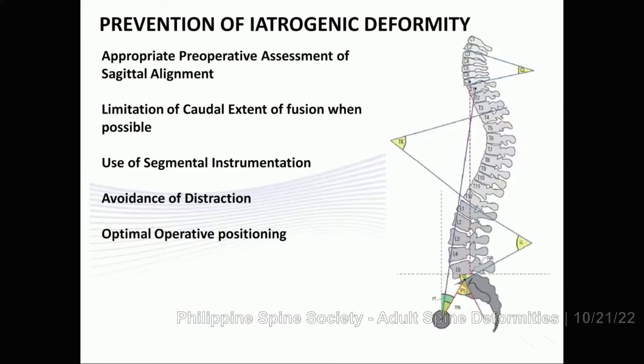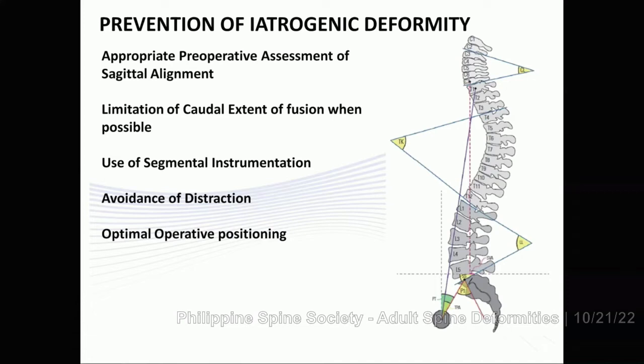Therefore, prevention of iatrogenic spinal deformity starts in the preoperative phase. Appropriate assessment of the patient's sagittal alignment is key, so pay very close attention to the upcoming speakers. Limiting caudal extent of the fusion, like favoring selective thoracic fusion for scoliosis when indicated, is also helpful.